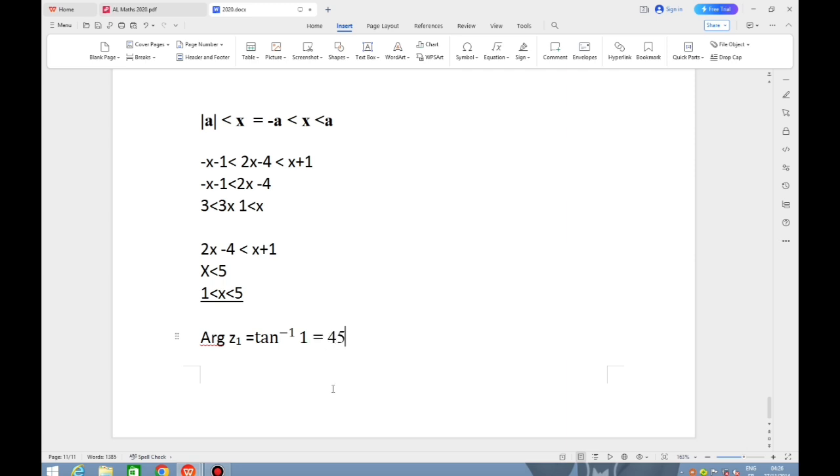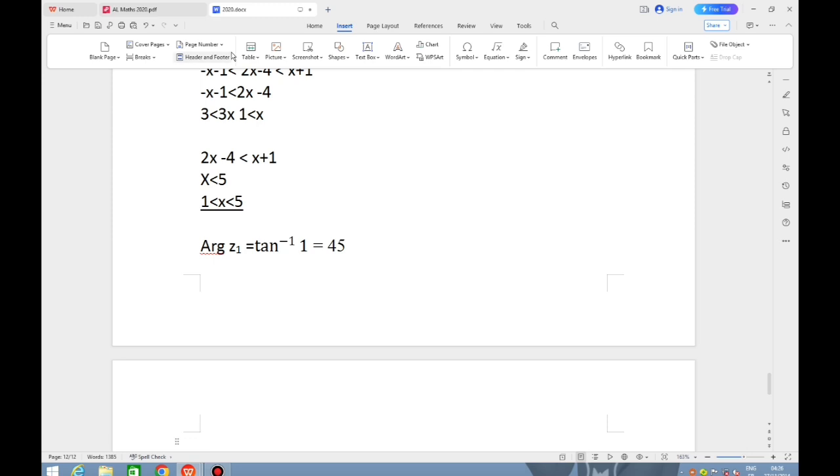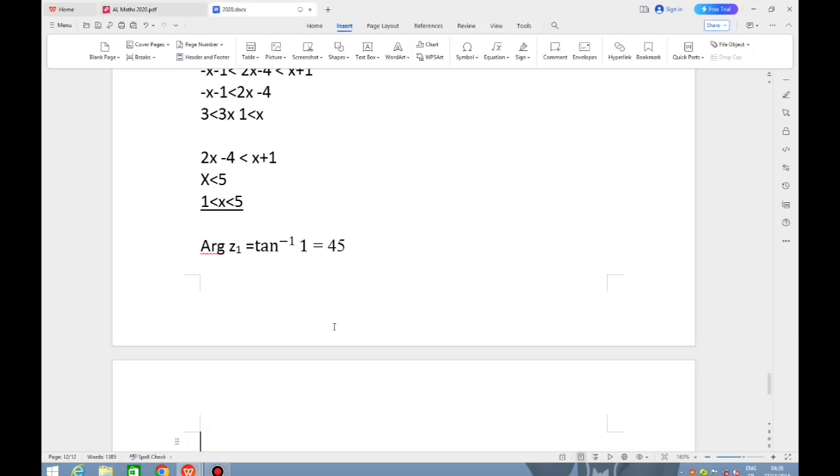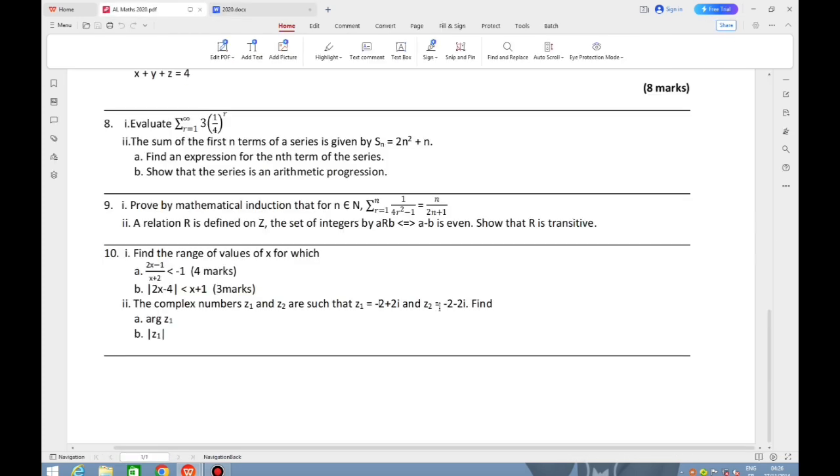So now where this negative sign comes into place is to understand the quadrant in which this complex number, this point, is found. To understand the quadrant, you see that the x component is negative and the y component is positive, and that happens in the second quadrant.